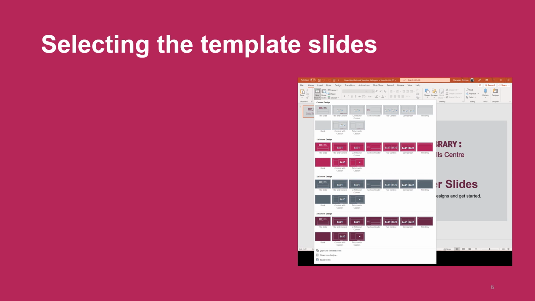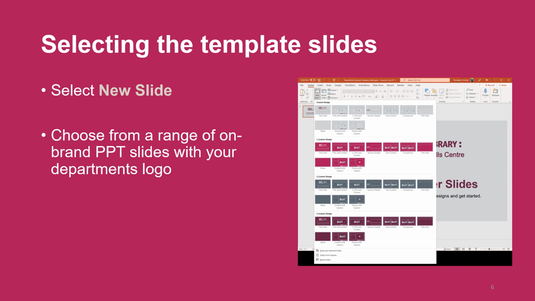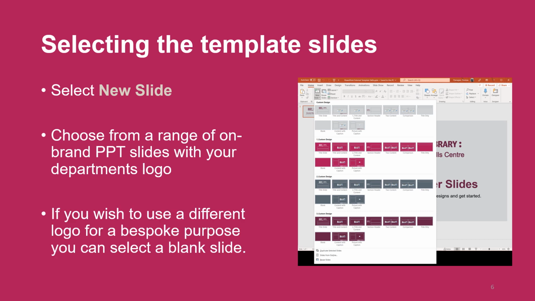When you're ready to start work, select New Slide. Choose from a range of on-brand PowerPoint slides with your department's logo on them. There are 4 different designs to pick from. If you wish to use a different logo for a bespoke purpose, you can select a blank slide from the list.